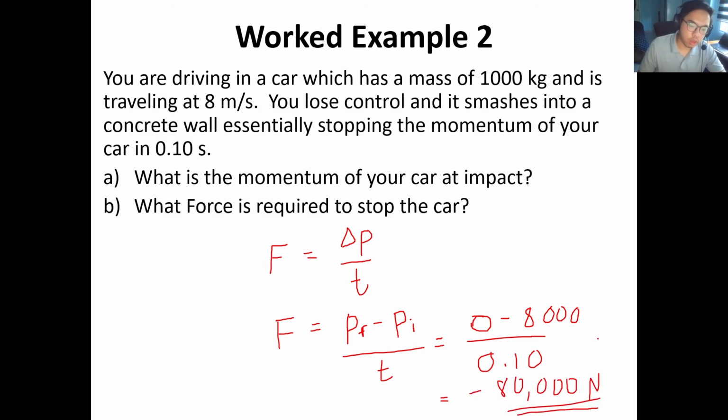So you might be wondering, why is there a minus sign there? The minus sign tells us that this force acts in the opposite direction of its initial direction. So if its initial direction is forward, because the force has a minus sign, that means the force is acting in the opposite direction, which is backwards, which makes sense. When the car hits the wall, the wall exerts a force opposite to the car in order to stop the car.